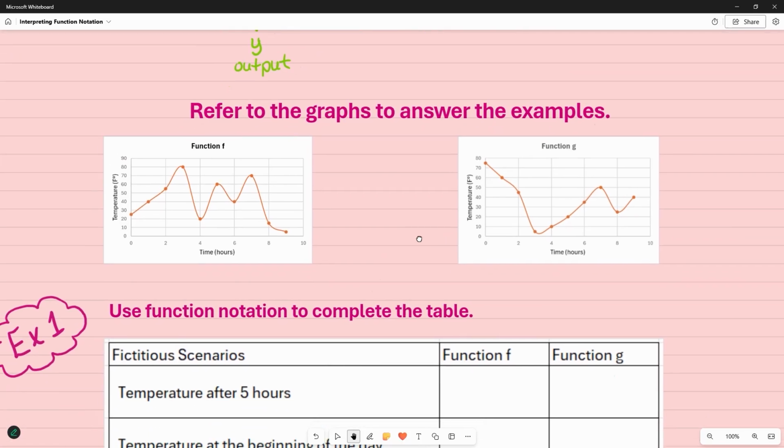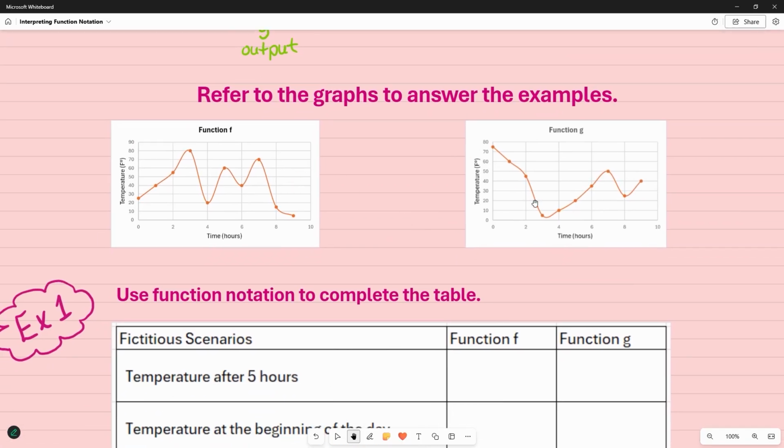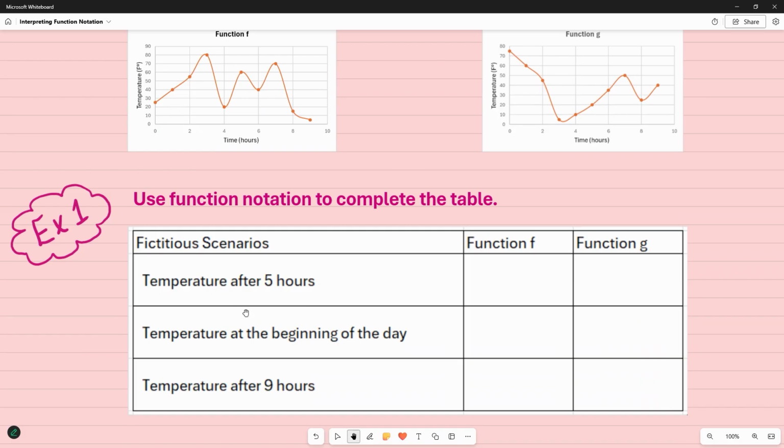So for this entire video, we're going to use these same two graphs, and what you need to pay attention to is the function names. So this one is named function f, this one is function g. On the x-axis, it is represented by time, which is shown in hours. And then on the y-axis is your temperature shown as degrees Fahrenheit. So for these fictitious scenarios in example 1, we are looking at column F and column G.